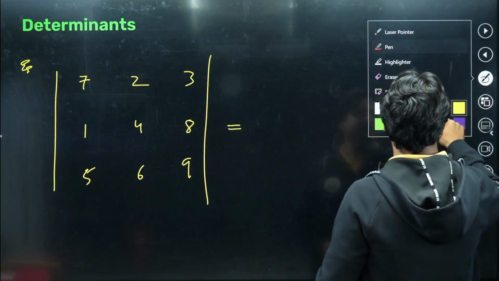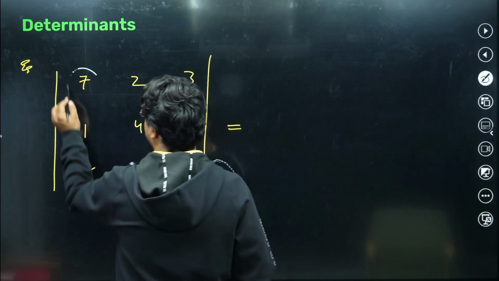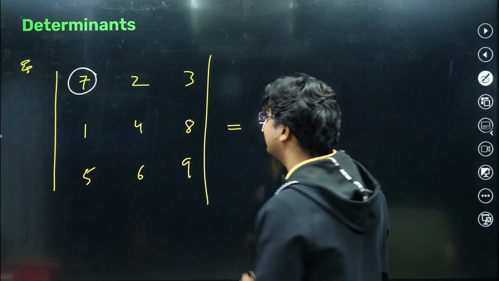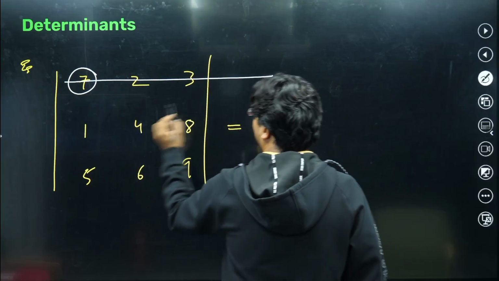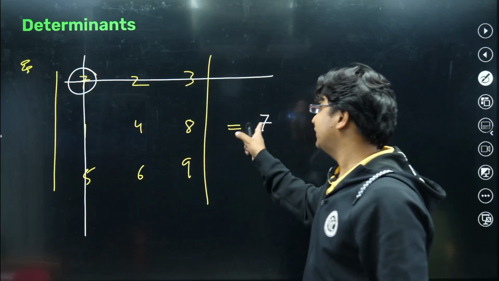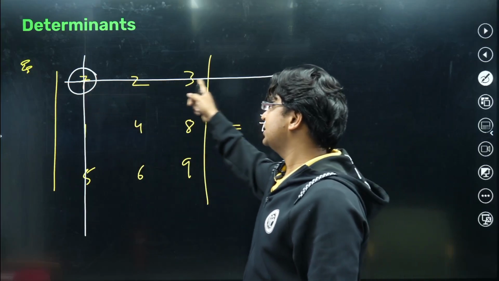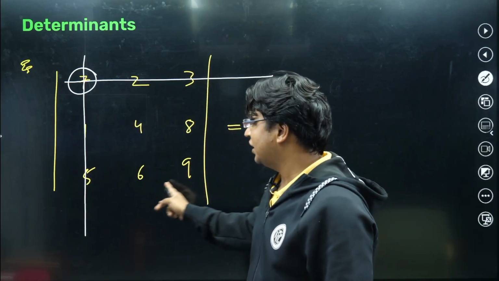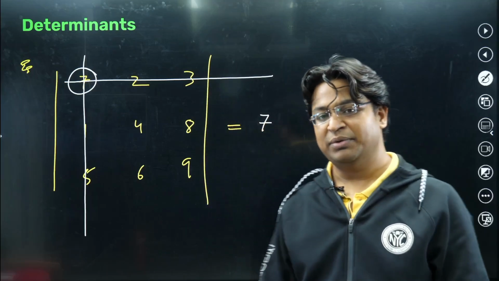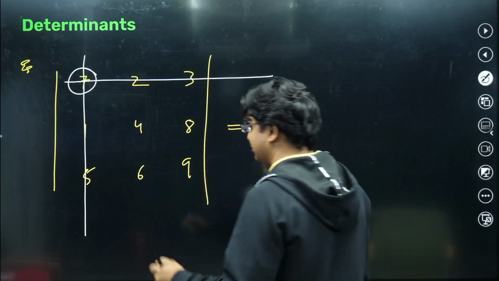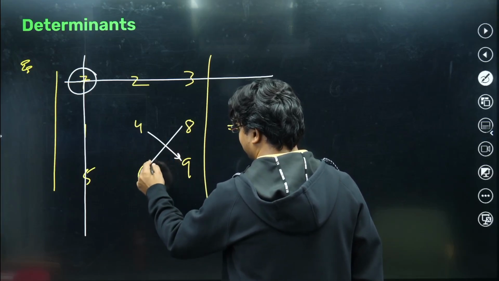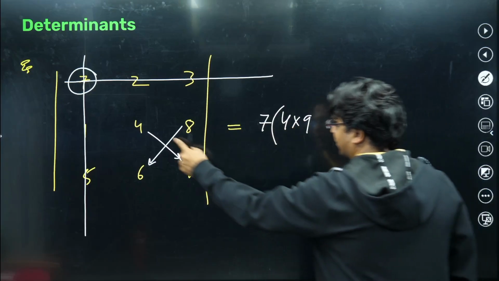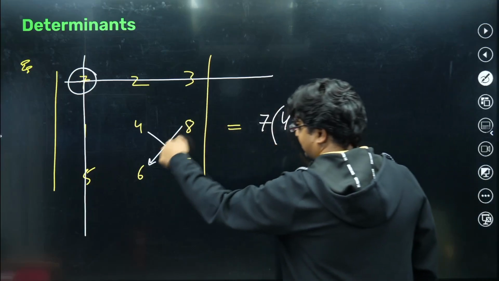In the first row, notice the first number, write it down. Then exclude this row and this column, the row and column that the number you have written is part of. Once you do that, you will have a 2 by 2 determinant. You will be left with 4 numbers. Now watch it: product of this minus product of this. That means 7 will be multiplied by 4 into 9, minus 8 and 6.